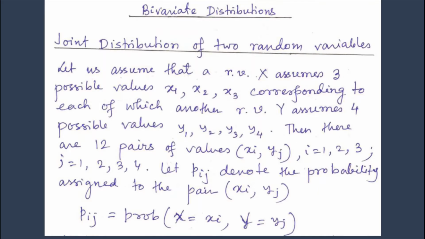Let us assume that a random variable x assumes three possible values x1, x2, x3, corresponding to each of which another random variable y assumes four possible values y1, y2, y3, y4. Then there are 12 pairs of values xi, yj, i equals 1, 2, 3, j equals 1, 2, 3, 4. Let Pij denote the probability assigned to the pair xi, yj. Pij equals probability that x equals xi and y equals yj.